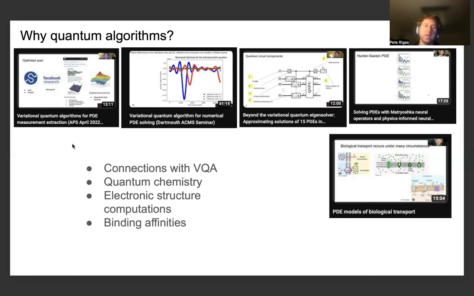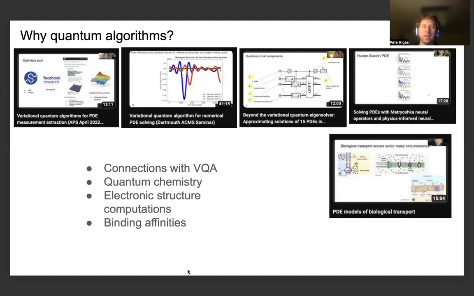For example, in the APS April 2022 meeting a while ago, I provided some proof of concept simulations and how one can obtain the cost function that's used to obtain a solution for a PDE of interest as given in the framework from Lubasch et al., which I've described in several other presentations on my channel, from a more in-depth presentation at the Dartmouth Applied and Computational Math Seminar, as well as describing connections between the variational quantum algorithm as an extension and as a generalization of the variational quantum eigensolver, and also how one can look at making use of solutions that are generated for different PDEs as training set data for neural operators and physics-informed neural networks for solving PDEs, as well as finally looking at different characteristics of biological transport from a PDE perspective.